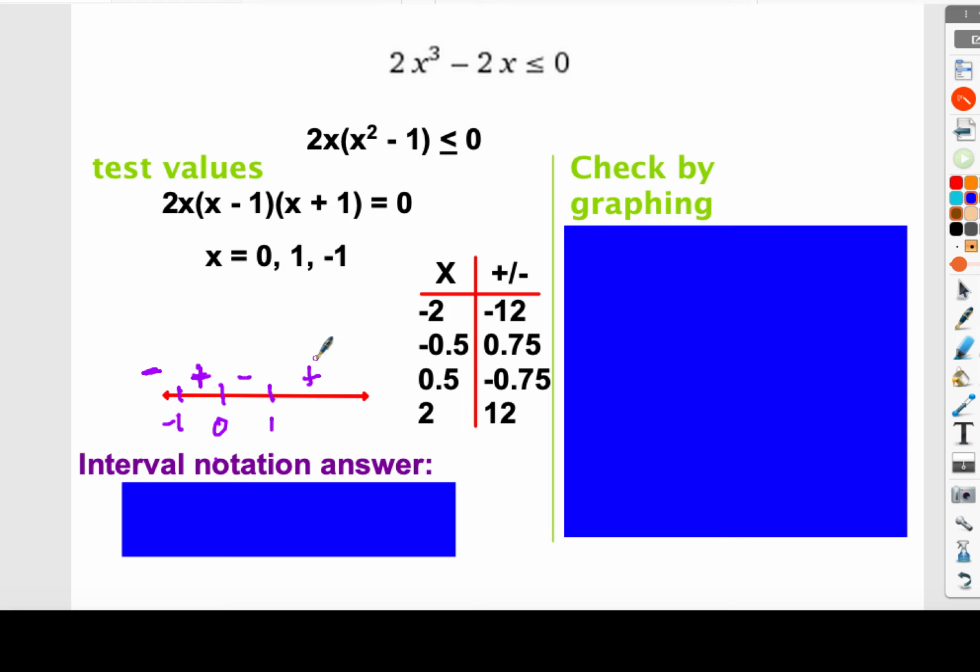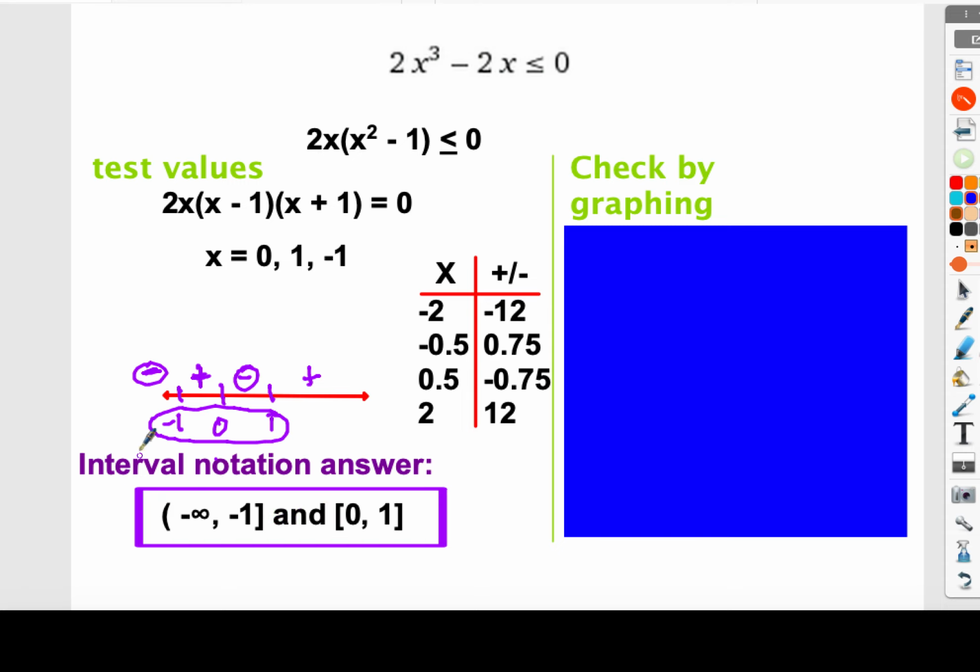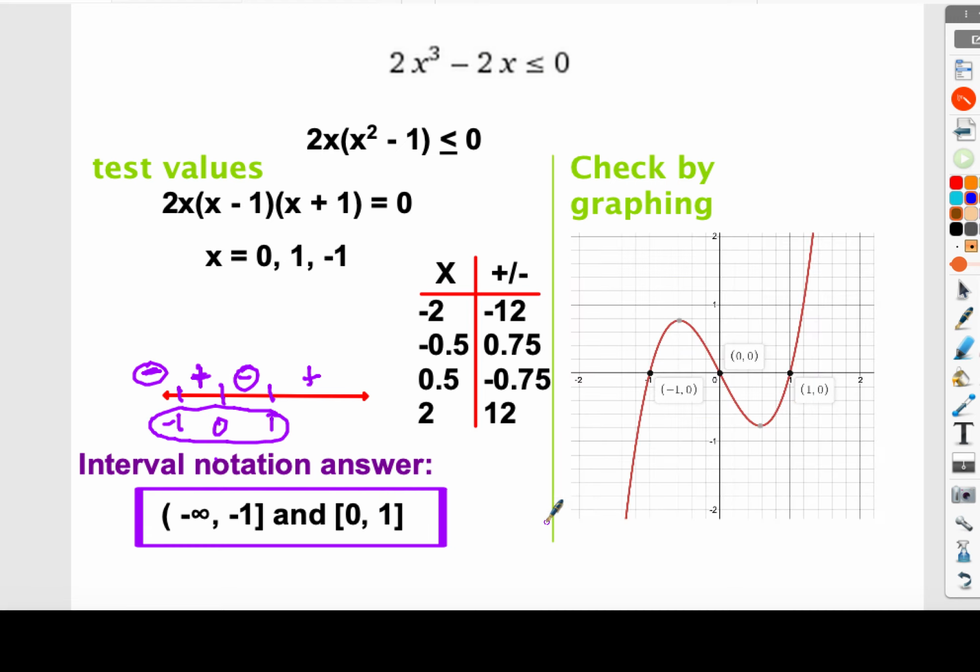So negative values include the zeros again, but I want the points here and here. So our interval notation is going to look like -∞ up to -1, including the -1, and from 0 to 1, including both 0 and 1. And if we check our graph, notice that's where we had negative values down to the left and in between 0 and 1.